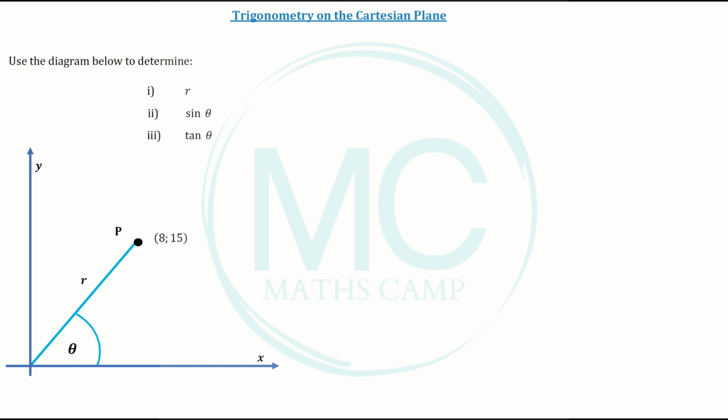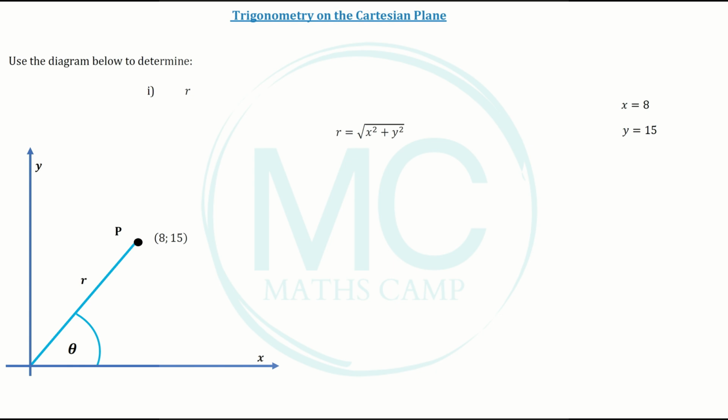Let's start with part 1. Here we need to find the value of r. Let's look at our x and y values first. Point P has coordinates (8, 15). The x-coordinate of 8 takes on our x value, so we can say x is equal to 8. And the y-coordinate, 15, is our y value, so we say y is equal to 15. Now we can solve for r. So we can say r is equal to x squared plus y squared, all under a square root.